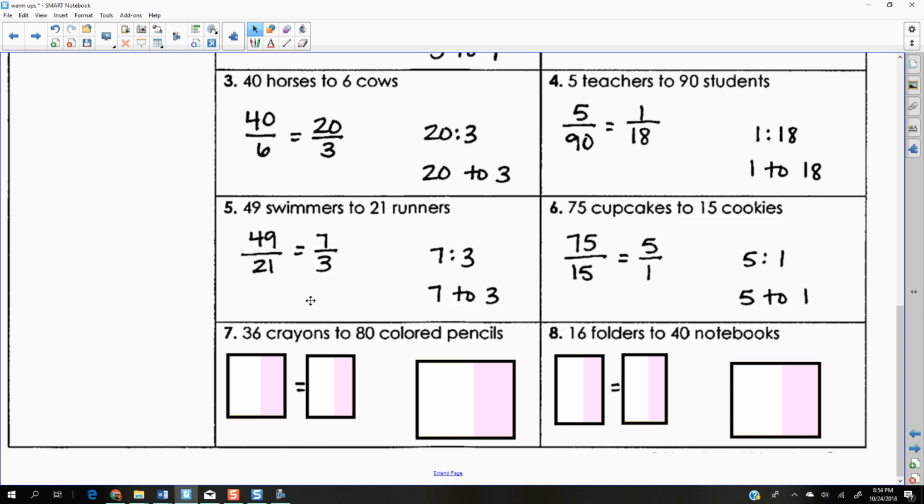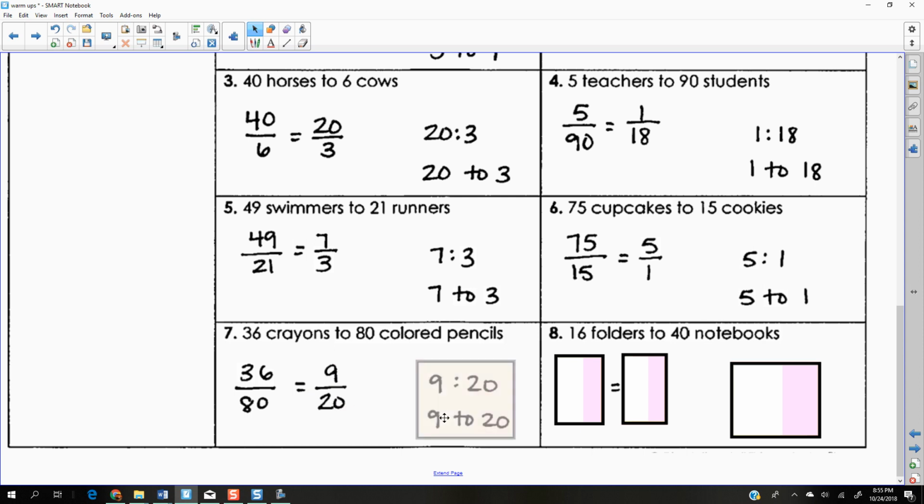All right, so in my big box of colored pencils, crayons, or whatever, I don't really have any crayons in there, but let's just say for every 36 crayons, I have 80 colored pencils. So we would write that as 36 to 80. And then we would reduce it in simplest form. It would be reduced to 9/20ths, or 9 to 20. All right, this one's a little easier. The numbers are a little smaller.